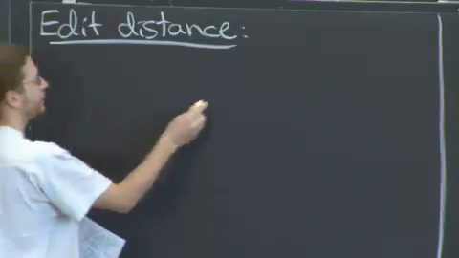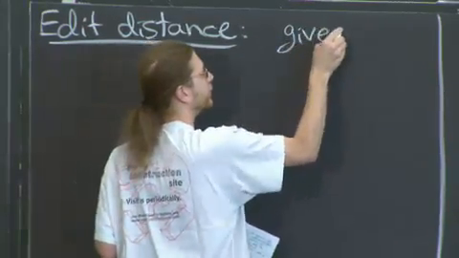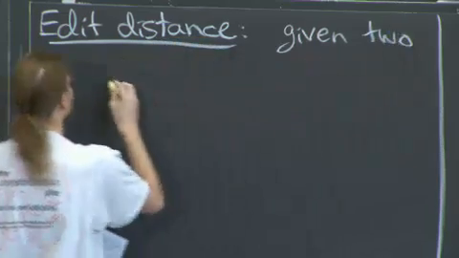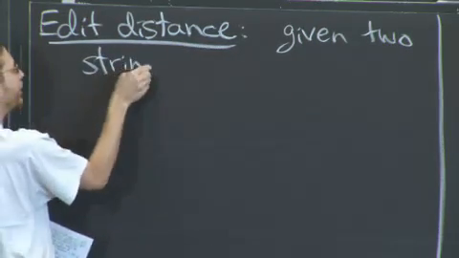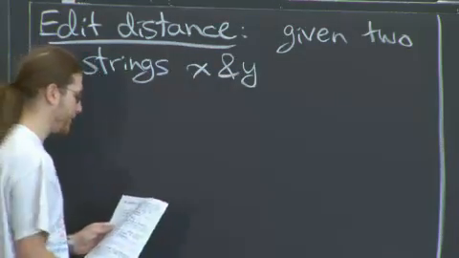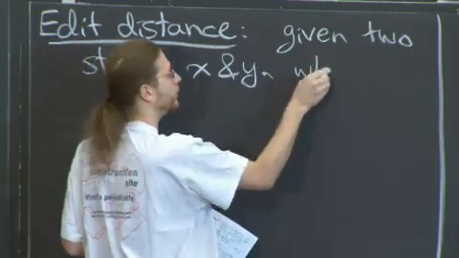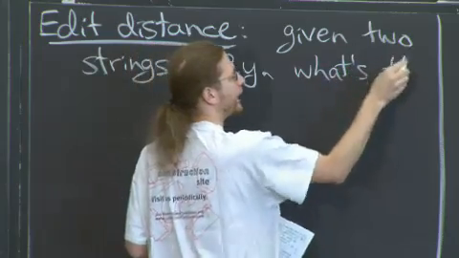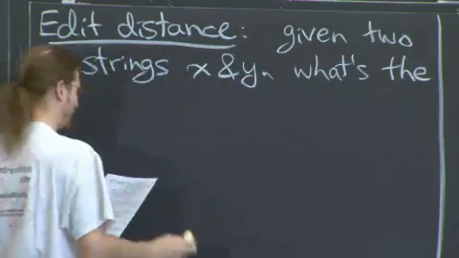All right, so edit distance. We're going to make things a little harder. Now we're going to be given 2 strings instead of just 1. And I want to know the cheapest way to convert x into y.